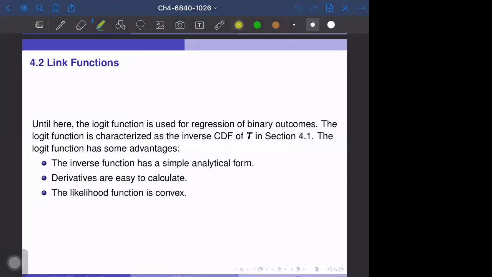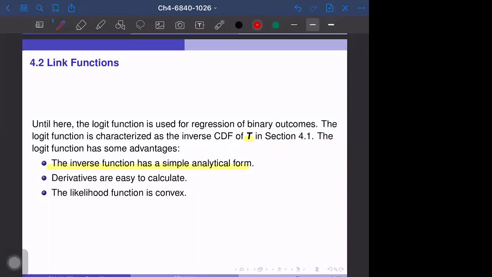Hi, section 4.2, link functions. So until here, the logit function is used for regression of binary outcomes. And the logit function is characterized as the inverse CDF of the T, the aptitude random variable in section 4.1. So this function has some advantages. For example, the inverse function has a simple analytic form.